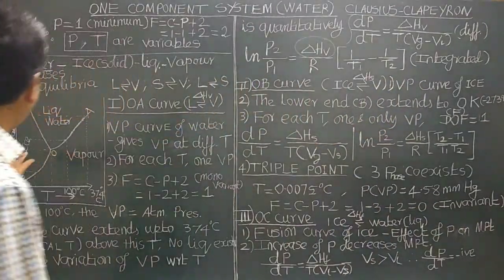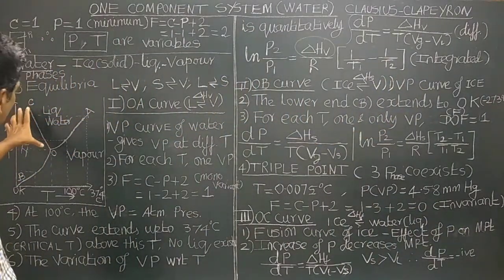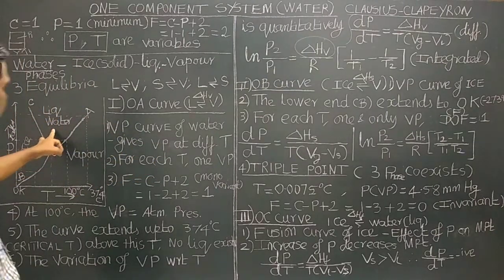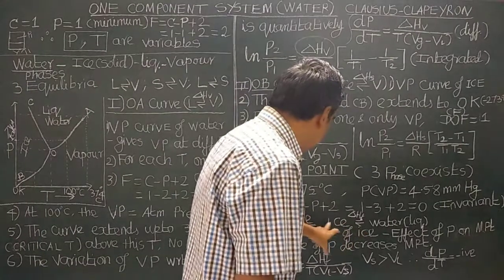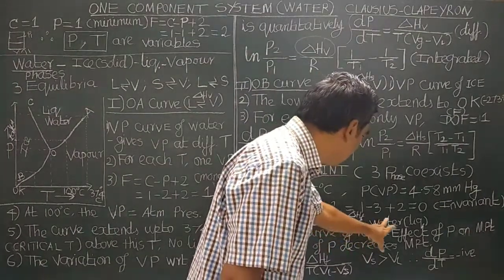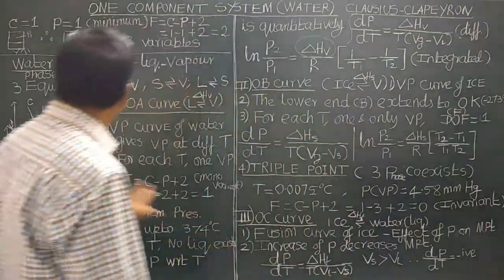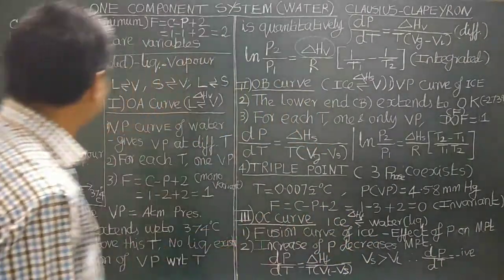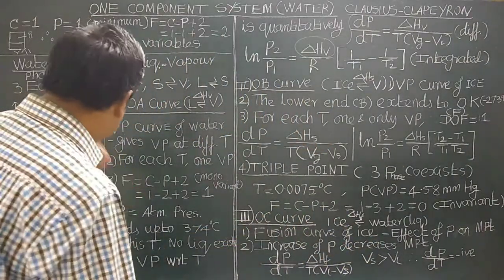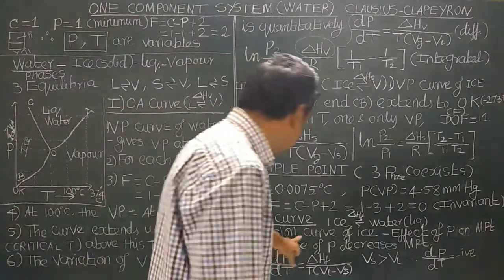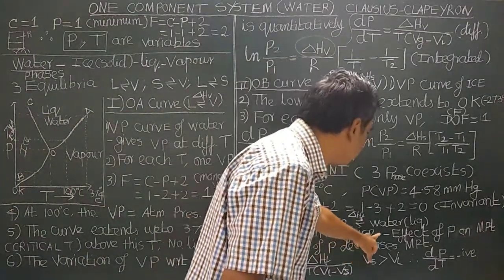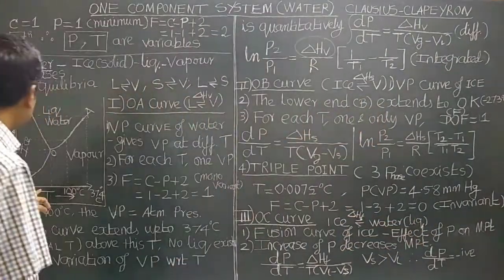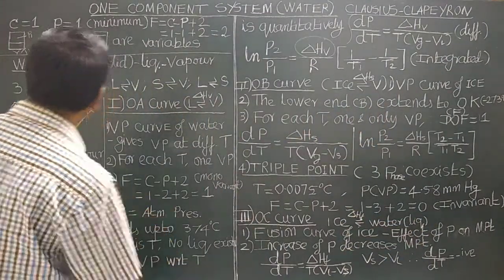Next, come to the OC curve. In the OC curve, ice is in equilibrium with the liquid water. This curve is called the fusion curve of ice or melting curve of ice. This curve is called the fusion curve of ice because it gives the effect of pressure on the melting point of ice.